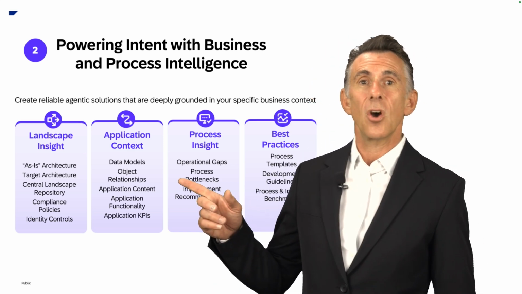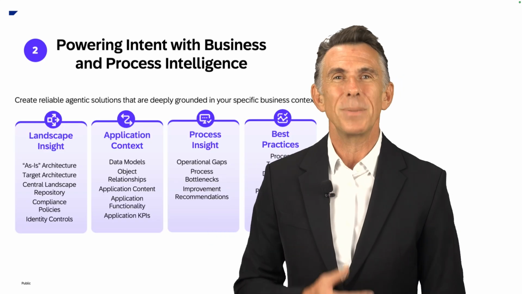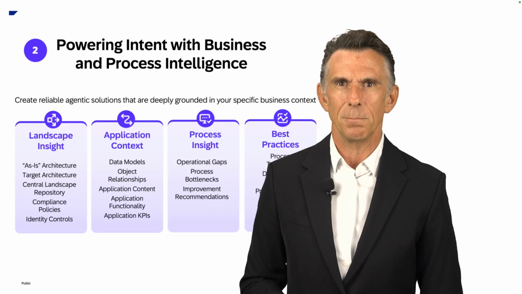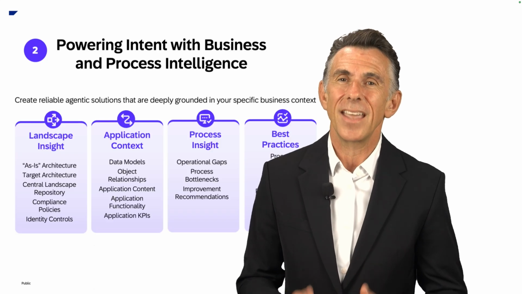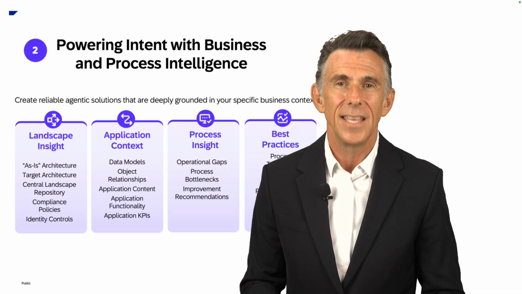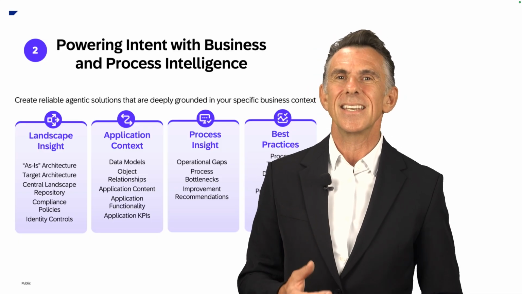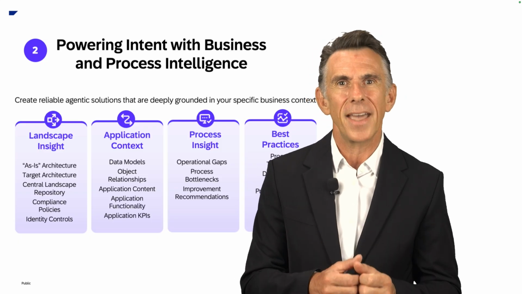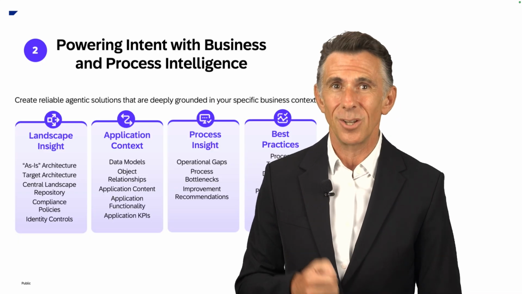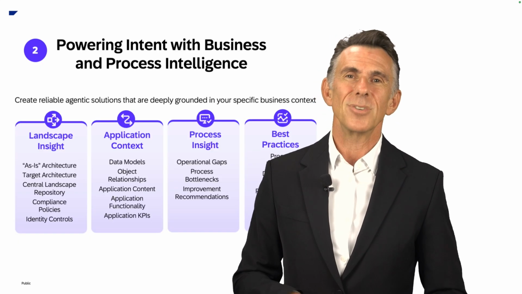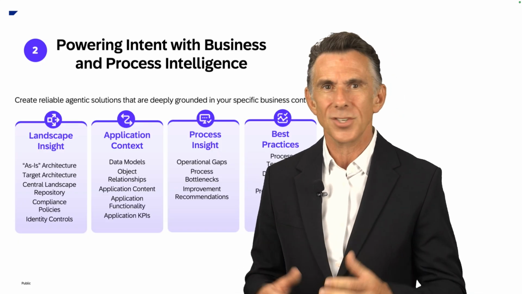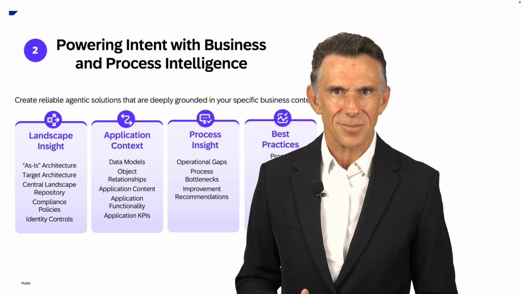Next is application context. Agents are anchored in SAP semantics through the SAP knowledge graph and SAP trained models. Instead of guessing, they understand object relationships, data models, and application behavior. Business intent is translated into SAP-compliant artifacts because the models themselves are trained on SAP's internal code and patterns. The result is AI that speaks the language of your business applications, not just generic natural language.